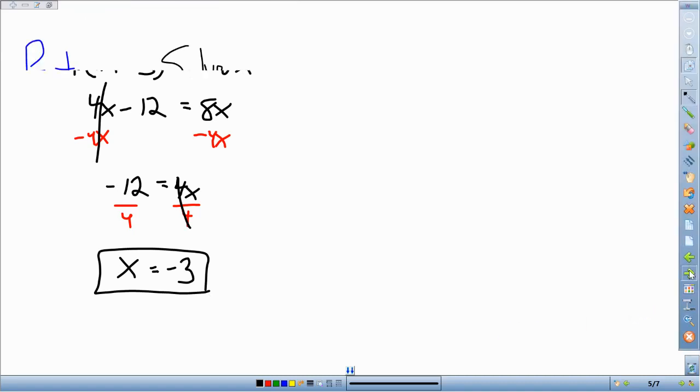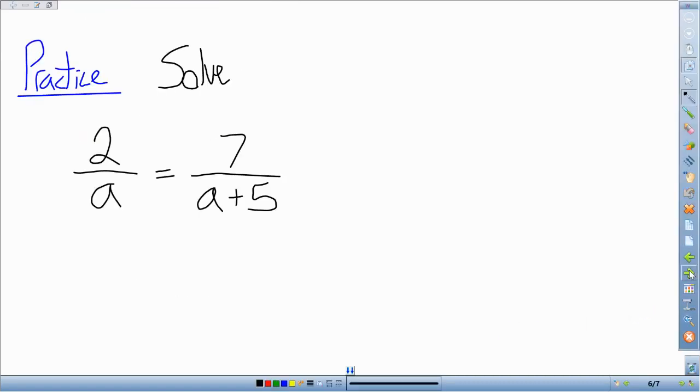Okay, so I'm going to have you guys go ahead and try one of these out. Go for it. Okay, so again, I notice, first of all, these ratios, 2 over a, 7 over a plus 5, cannot be reduced.